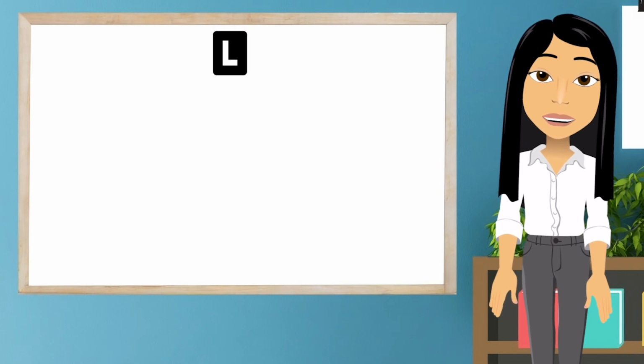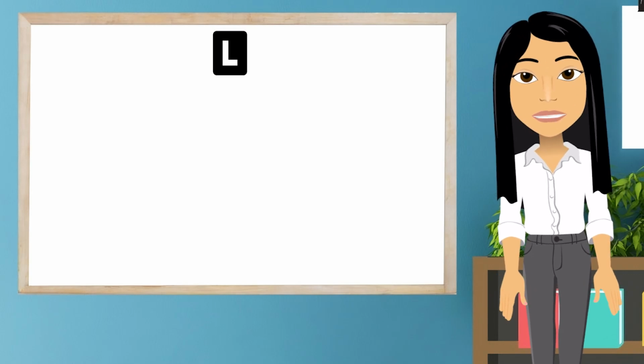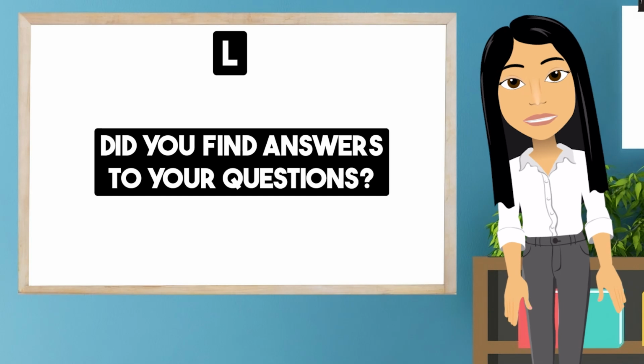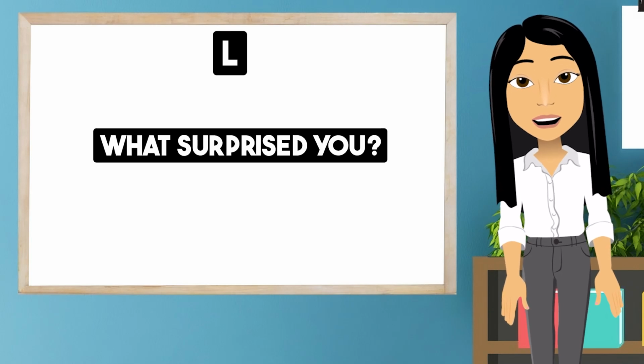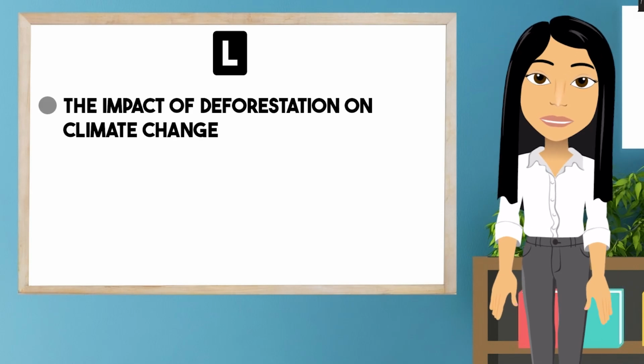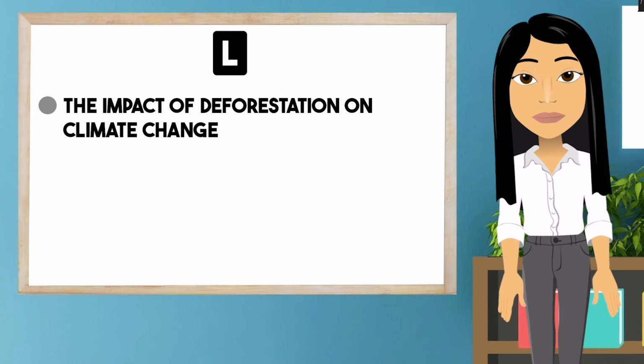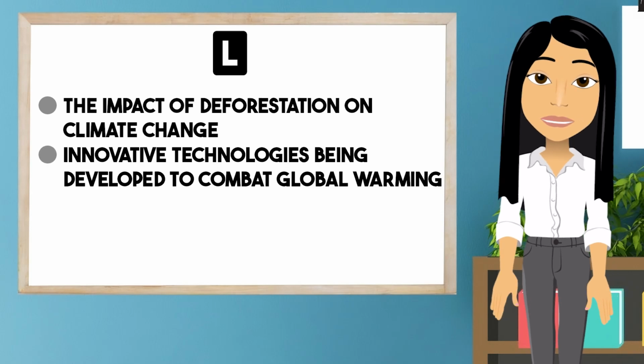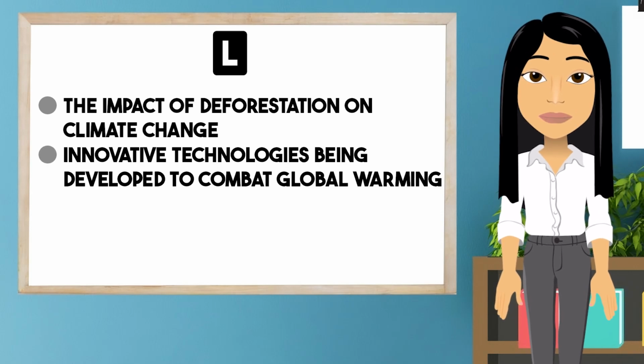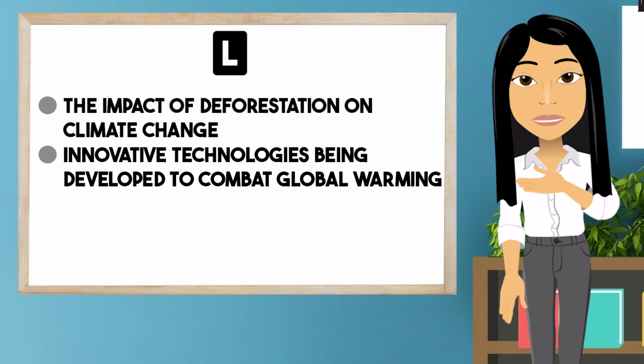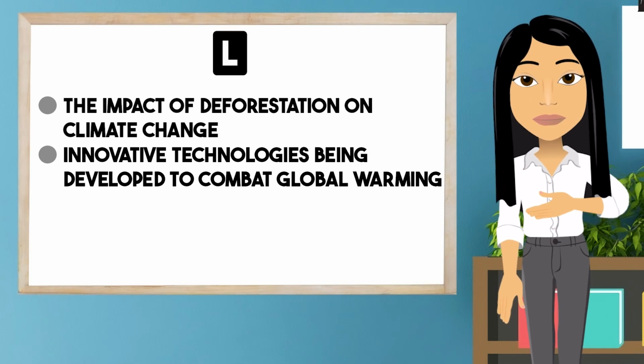After reading, fill in the L column with the new information you've learned. Did you find answers to your questions? What surprised you? Maybe you learned about the impact of deforestation on climate change, or discovered innovative technologies being developed to combat global warming. Don't just list facts. Try to summarize key points in your own words.